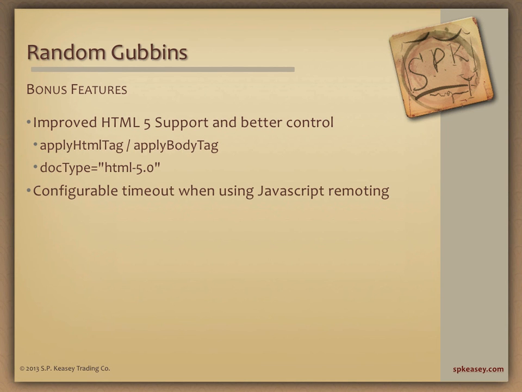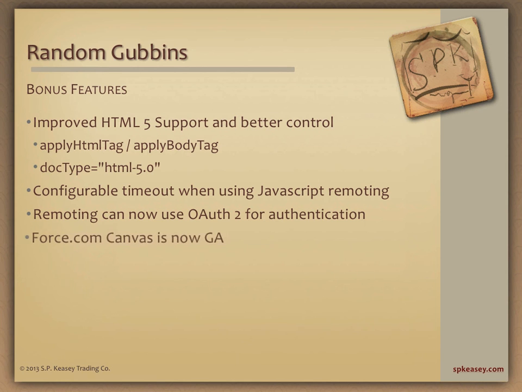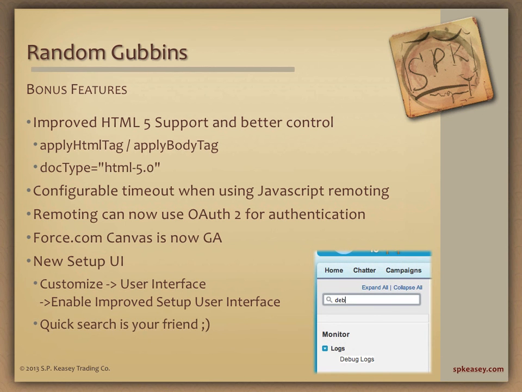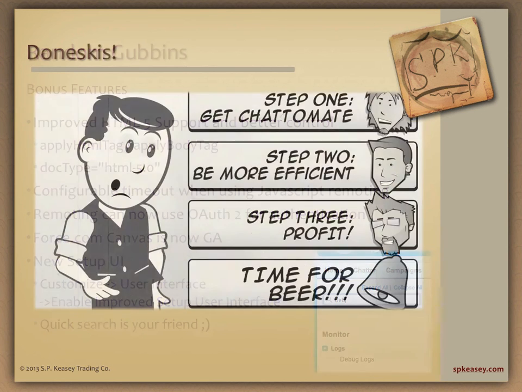You can configure timeouts when using JavaScript remoting. Previously it was always set to 30 seconds, now you get much more control over that. You can set up to 2 minutes. Remoting can now use OAuth 2, Force.com Canvas is GA, and there's a new setup UI. You turn this on using Customize, User Interface, Enable Improved Setup User Interface, and now quick search is your friend because you probably won't be able to find anything, like me.